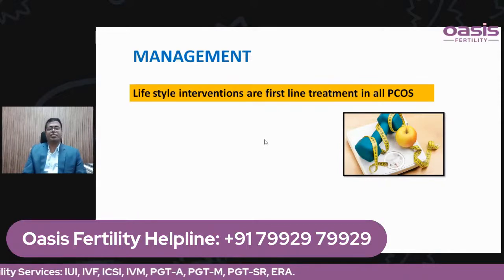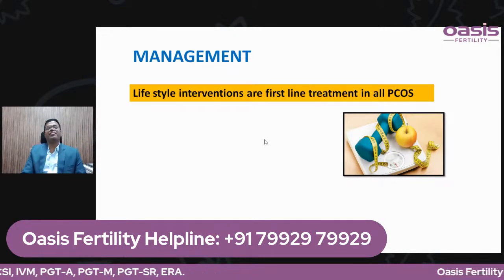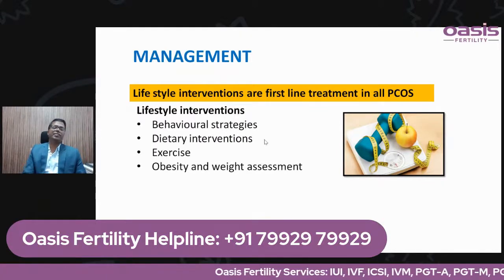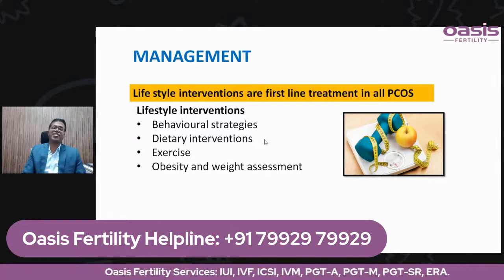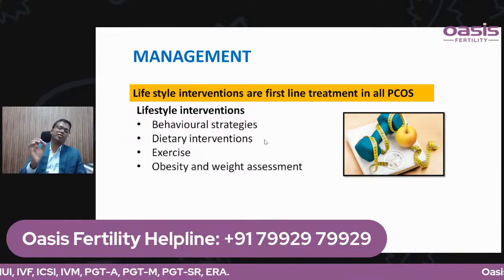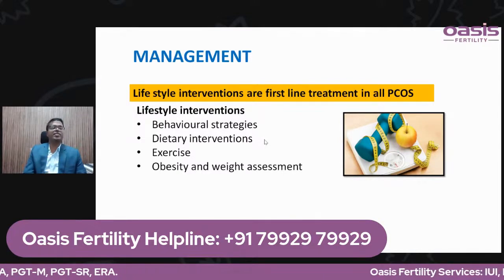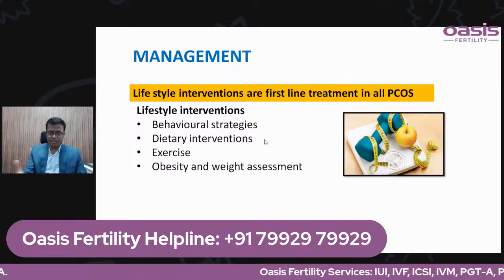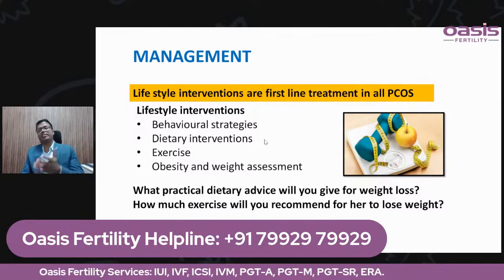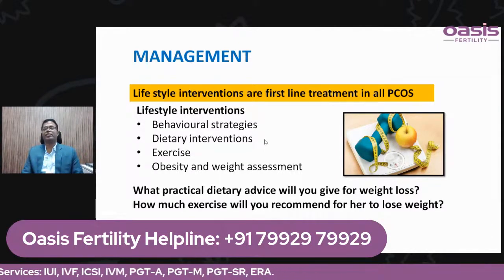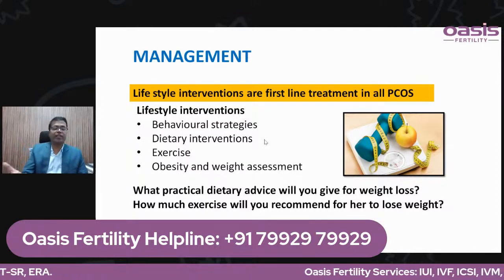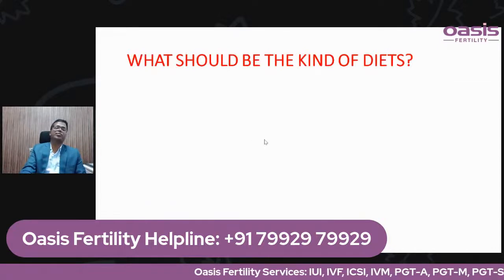So so far as the management is concerned, I told you the lifestyle interventions are the first line treatment for all polycystic ovarian syndrome. The lifestyle interventions can be the behavioral strategies, the dietary interventions, the exercise, the obesity and weight assessment. The most important, I told you, is exercise. But along with exercise, a very important one is the dietary interventions. Then we must discuss that. The question must be in your mind: what practical dietary advice will you give for weight loss, and how much exercise is actually needed so that she can have an adequate weight loss? These are the two relevant questions that usually come to our mind.